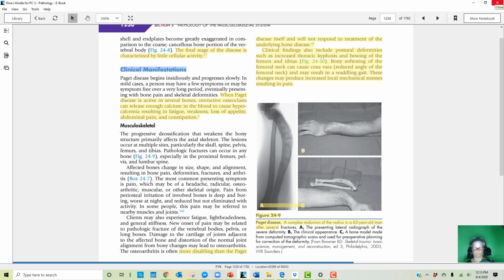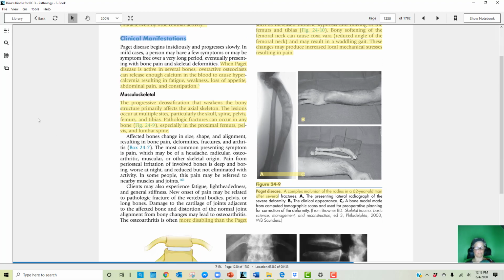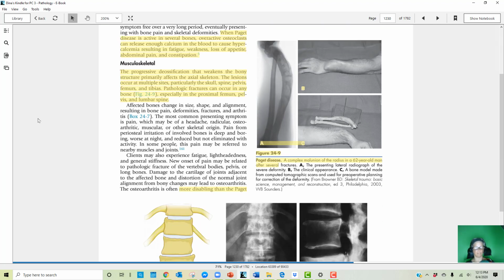Musculoskeletal. The progressive deossification that weakens the bony structure primarily affects the axial skeleton. The lesions occur at multiple sites, particularly the skull, spine, pelvis, femurs, and tibias. Pathologic fractures can occur in any bone, especially in the proximal femurs, pelvis, and lumbar spine. Figure 24.9. Affected bones change in size, shape, and alignment, resulting in bone pain, deformities, fractures, and arthritis.